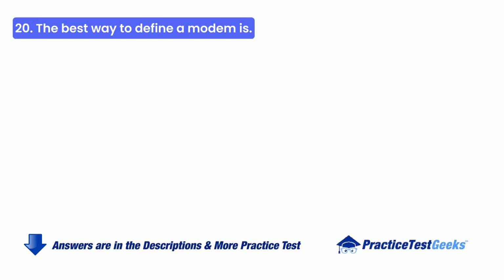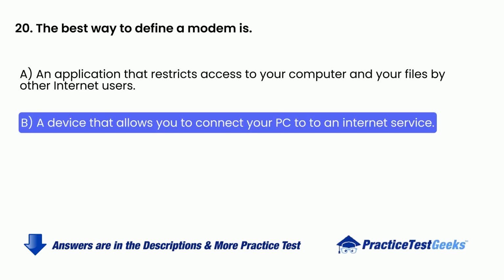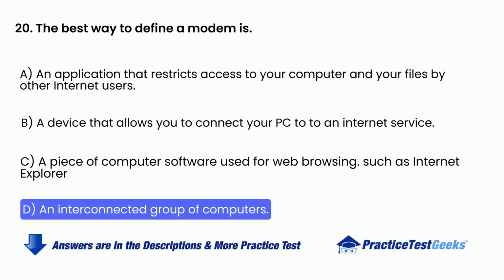The best way to define a modem is A. An application that restricts access to your computer and your files by other internet users. B. A device that allows you to connect your PC to an internet service. C. A piece of computer software used for web browsing, such as Internet Explorer. D. An interconnected group of computers.